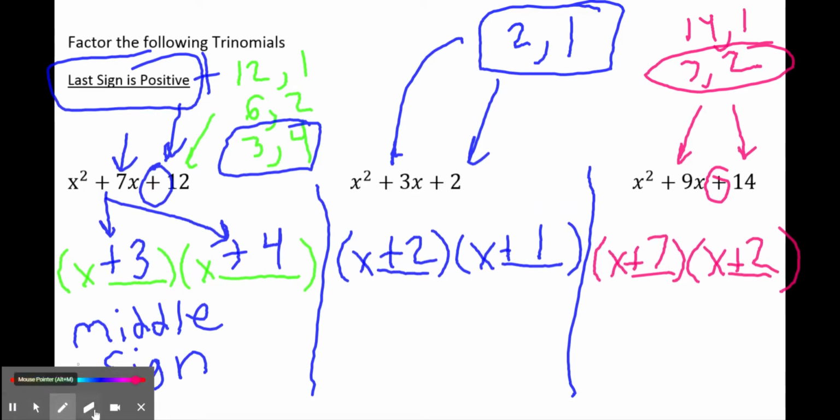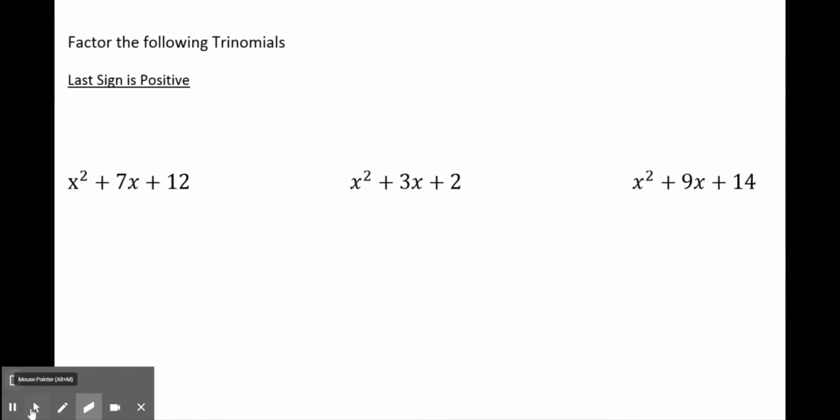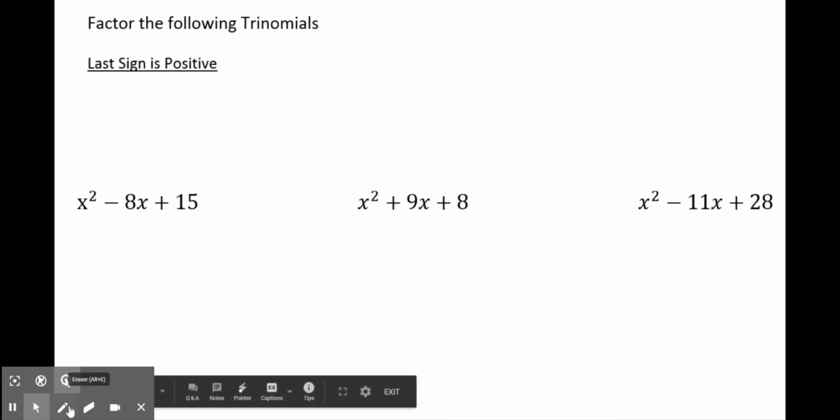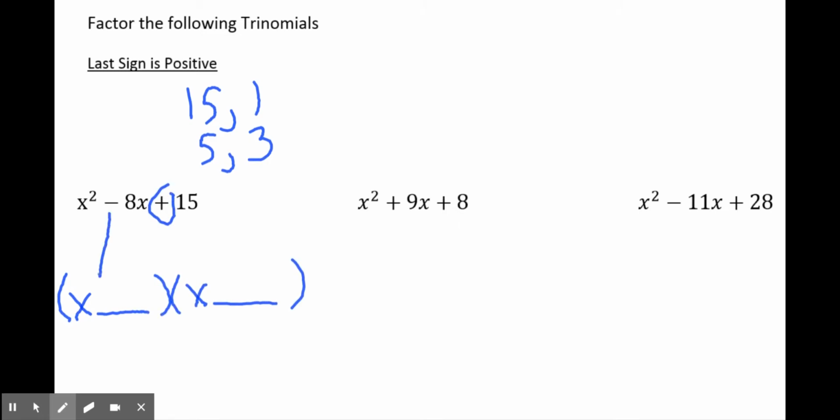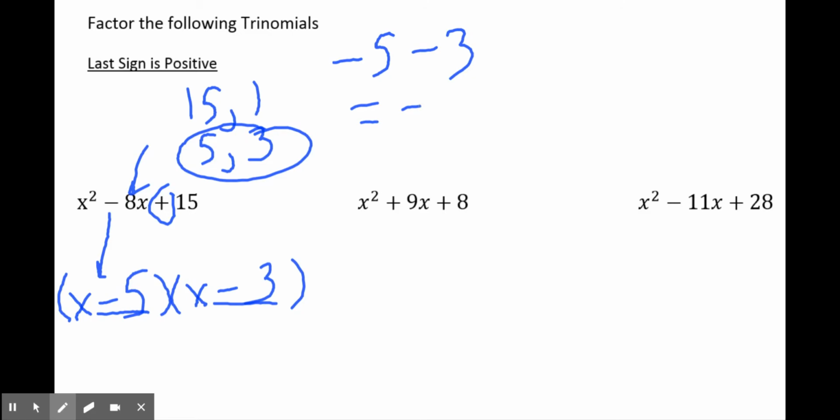All right, let's go ahead and take a few more examples. You can actually get a little bit faster at these as well, and you might not actually need to list out this list at the side. Last sign is positive, so they both get that middle sign. And numbers that add to give us that 8 would be 5 and 3. You can even check it: negative 5 and negative 3 give us negative 8.